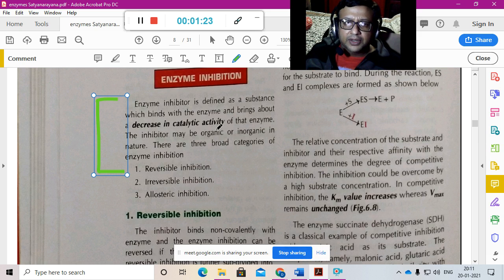So basically the inhibitor can be an organic compound or an inorganic compound, but there are three broad categories of inhibition: reversible inhibition, irreversible inhibition, and allosteric inhibition.